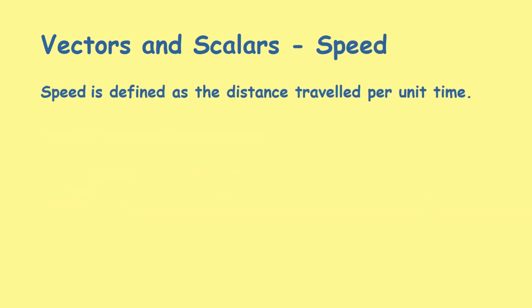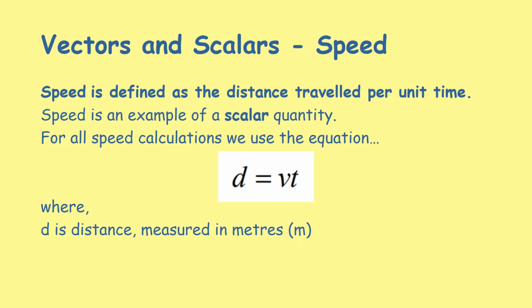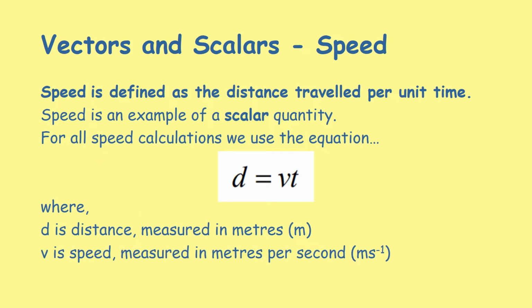Speed. Speed is defined as the distance travelled per unit time. Speed is an example of a scalar quantity. For all speed calculations, we use the equation d equals vt, where d is distance measured in meters, v is speed measured in meters per second, and t is time measured in seconds. So distance equals speed times time.